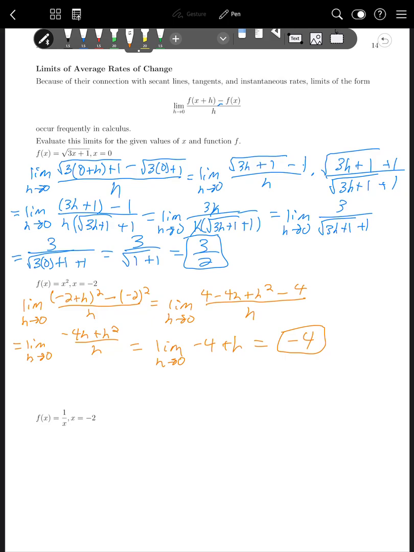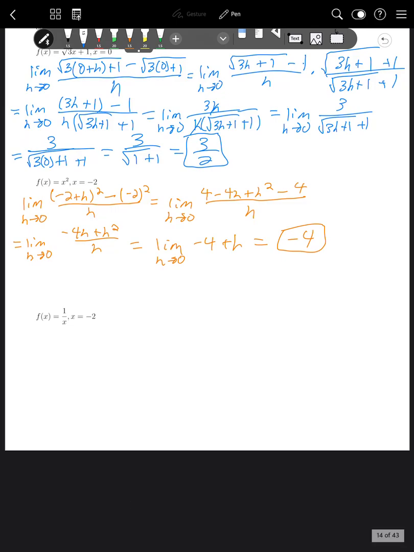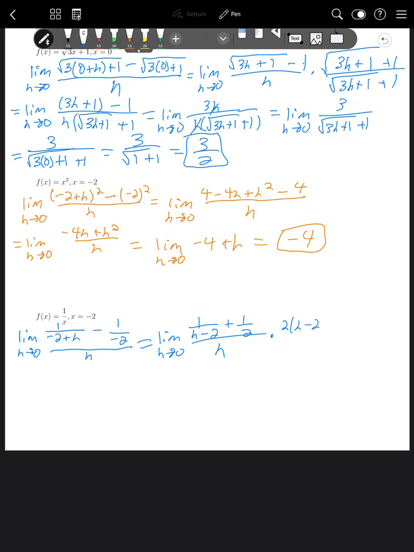And then for the last one, this would be the limit as h approaches 0 of f of x plus h. So that's going to be 1 over negative 2 plus h, right? Because x is negative 2, minus 1 over f of x, so 1 over negative 2, all over h. So that'll be the limit as h approaches 0 of 1 over h minus 2 plus 1 over 2, all over h. And so now I want to get rid of the fractions. So I need to multiply by the least common denominator. So that's just 2 times h minus 2.